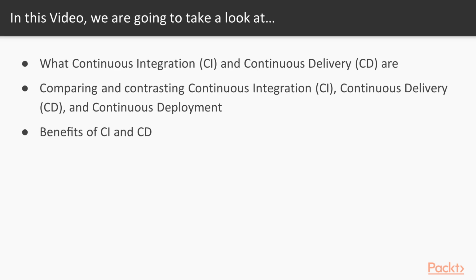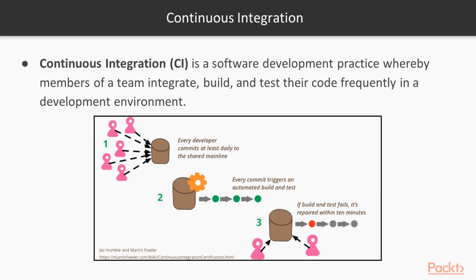There is no practical part in this video, but we will soon put into practice what we learn here in the next videos of this section. Let's start with continuous integration. Continuous integration, or CI in short, can be defined as a software development practice whereby members of a team integrate, build, and test their code frequently in a development environment.